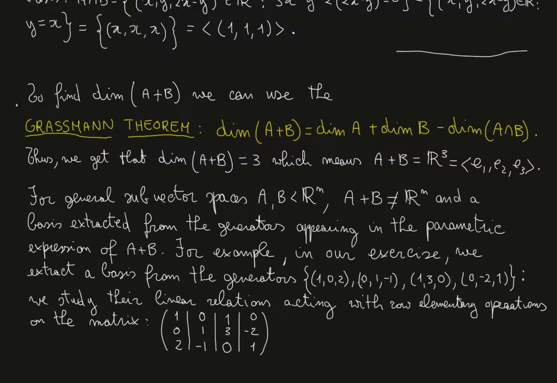But we can start from them and operate in a certain way to see which ones of these four constitute a basis for A plus B. We basically have to take three linearly independent vectors inside these four. How do we do that? Well, we can construct the matrix for which these vectors will be column vectors. So let's consider this matrix for which the first column vector will be (1, 0, 2), the second column vector will be (0, 1, -1), the third (1, 3, 0), and the fourth (0, -2, 1).